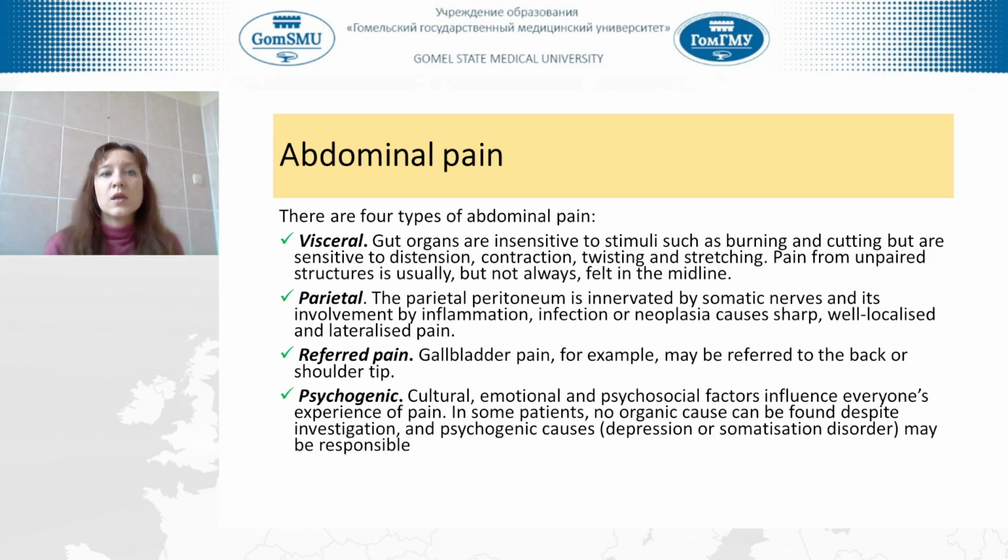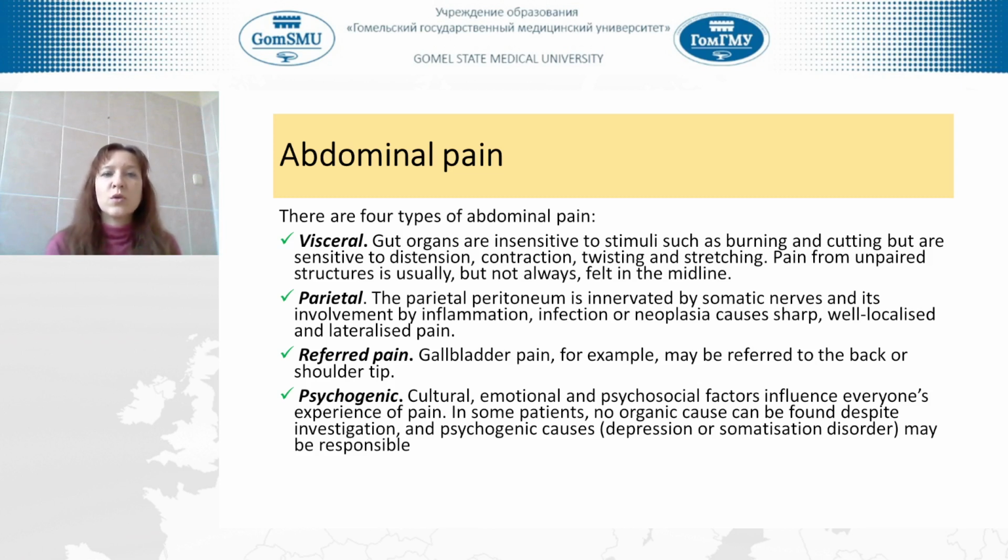Parietal. The parietal peritoneum is innervated by somatic nerves, and its involvement by inflammation, infection, neoplasia, or necrosis causes sharp, well-localized, lateral pain. Referred pain: gallbladder pain, for example, may be referred to the back or shoulder tip. Psychogenic. Cultural, emotional, and psychological factors influence someone's experience of pain.